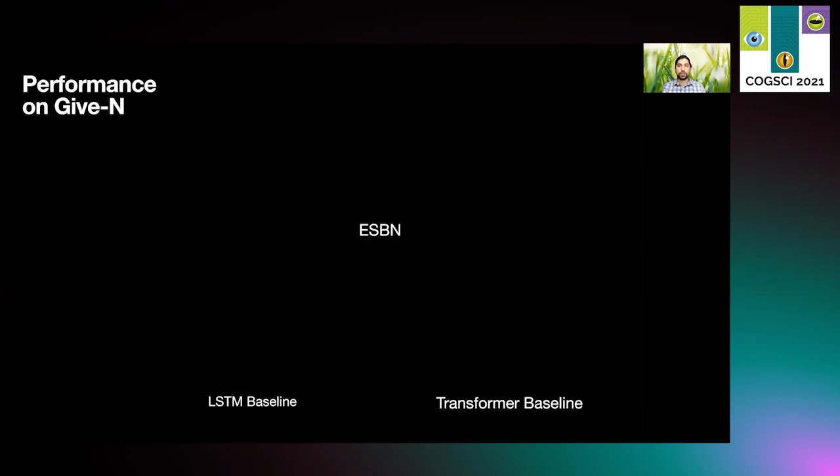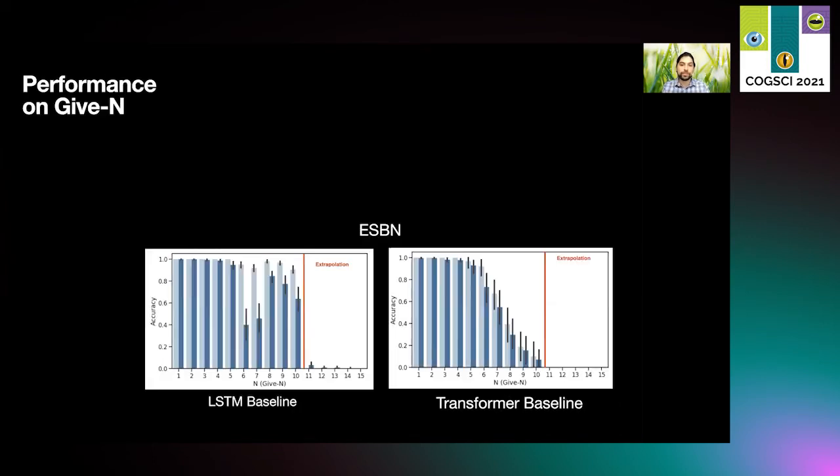So let's look at the performance of these networks. Let's look at the baseline models first. On the x-axis, we have the n for give-n, and we trained on n between 1 and 10, which allowed us to have this extrapolation regime, testing on n's from 11 to 15, which the network had not seen before. The y-axis shows the accuracy. And you can see, first off, the baseline models do not extrapolate. They do quite well for n between 1 and 5.